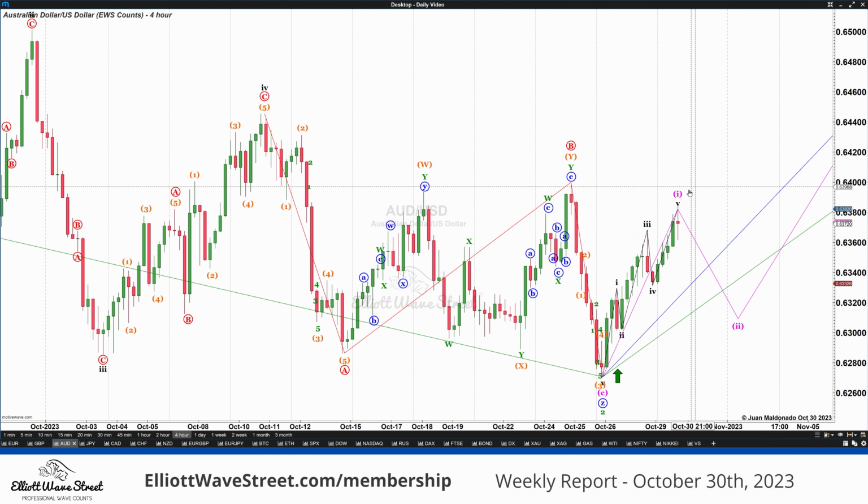This is the Aussie. The Aussie has been moving in this upward direction after taking out the liquidity from the lows.